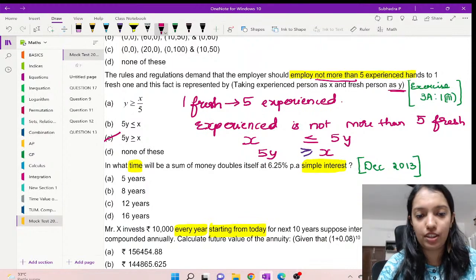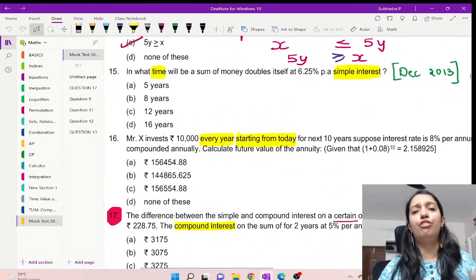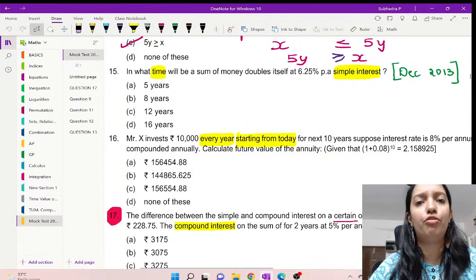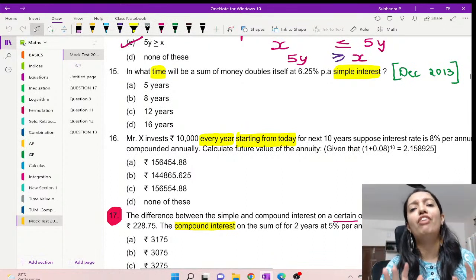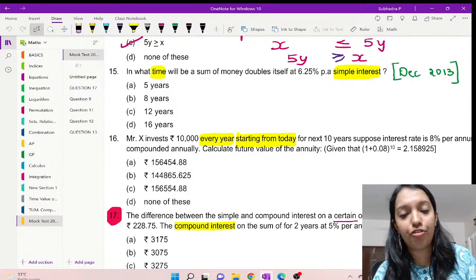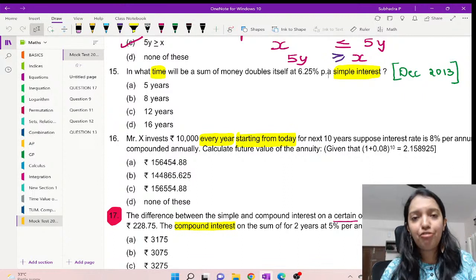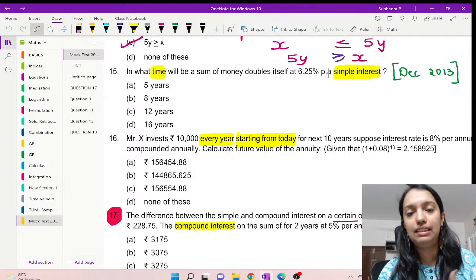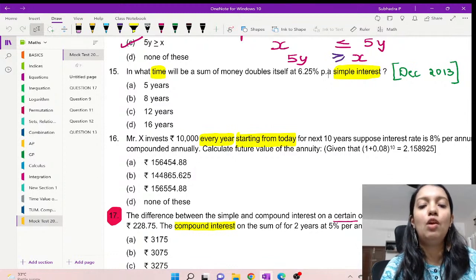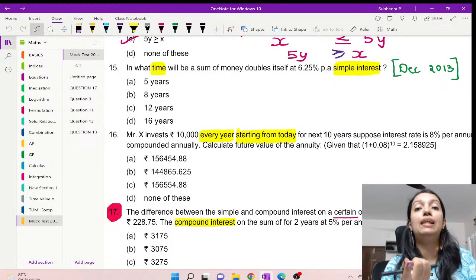This is how you solve such questions. We have already solved it in the class. Next question from my favorite chapter, time value of money. All the questions of time value of money, you by heart the formula and you can easily answer them. Coming to this question, examination favorite question. Every time in exam you can expect one such question from doubling itself. Have a look. In what time will a sum of money double itself at 6.25% per annum simple interest?